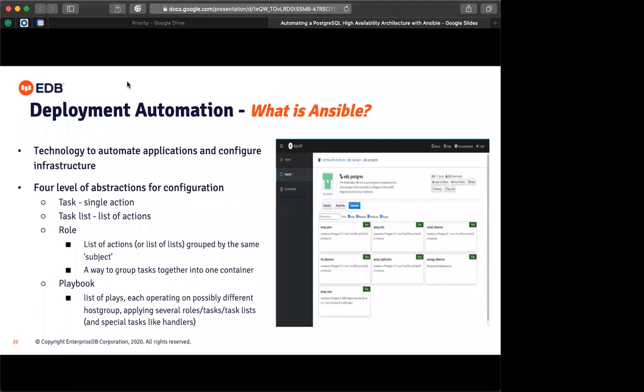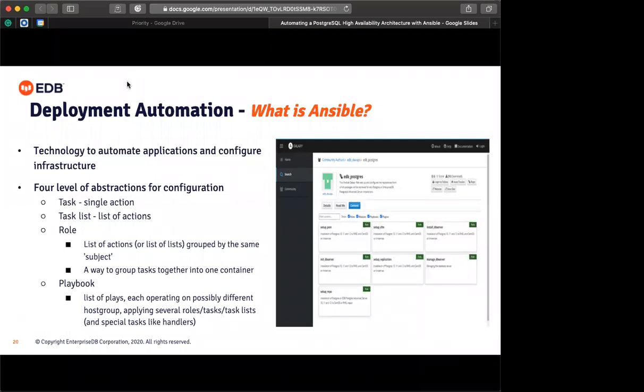So before we get into the different kinds of tools and modules which we have for our customers to deploy the core architecture, let's try to understand what Ansible is, because this is an overview for the new users who are attending this session. Ansible is a technology which can help you automate the deployment and configuration of any application or infrastructure. It's a very well-known tool.